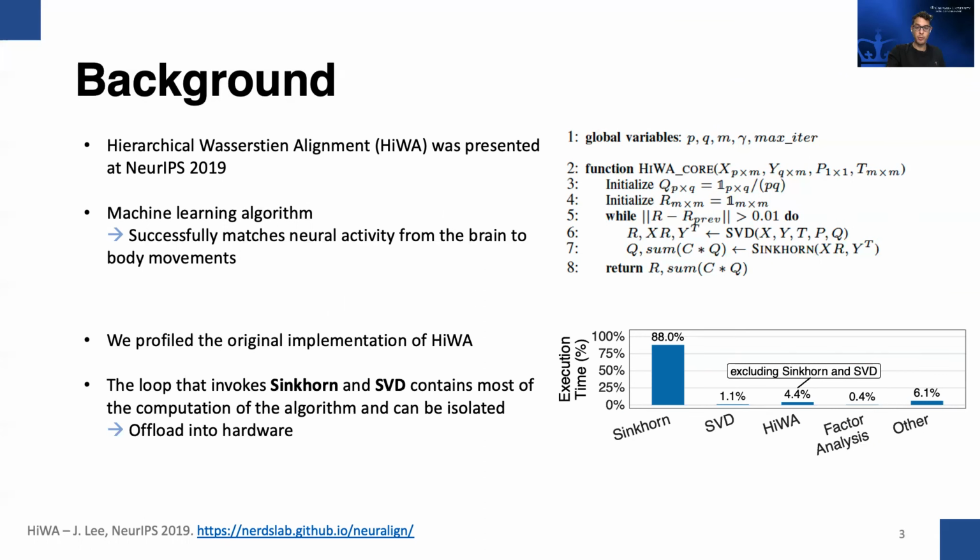In the bottom figure, we profile the state-of-the-art Python implementation of HIWA. You can see that synchron is the main bottleneck, responsible for 88% of the execution time. Because of that, synchron would be a good candidate for hardware acceleration. In order to further accelerate HIWA, we decided to implement SVD in hardware as well, and by that, have the ability to isolate the main bulk of computation from software and offload it into hardware.